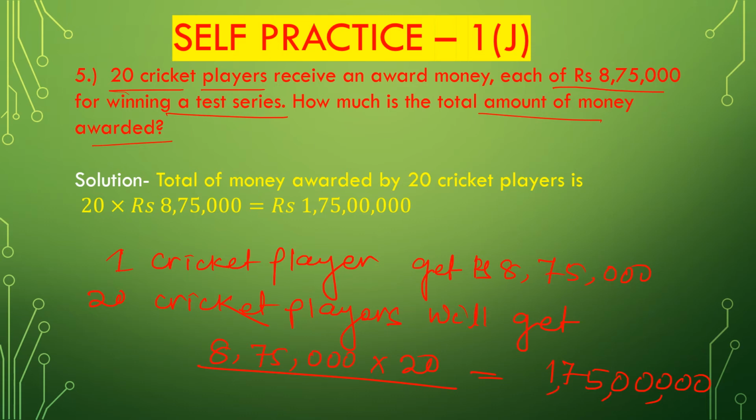So the answer is 1 crore 75 lakhs, that is 1,75,00,000. This is the answer. So total amount of money 20 cricket players are awarded is 1 crore 75 lakhs.